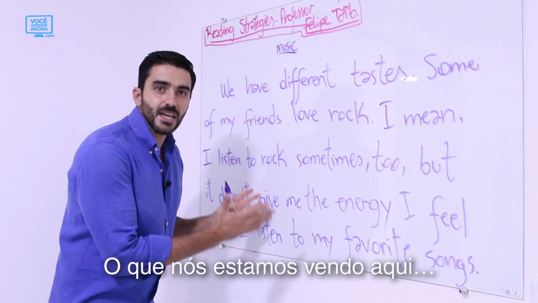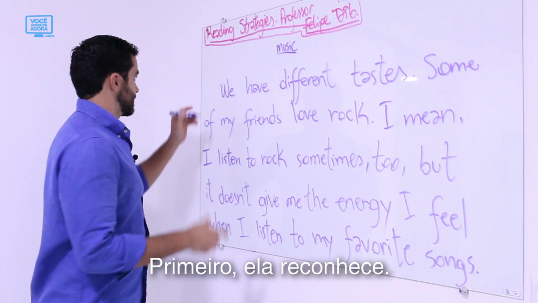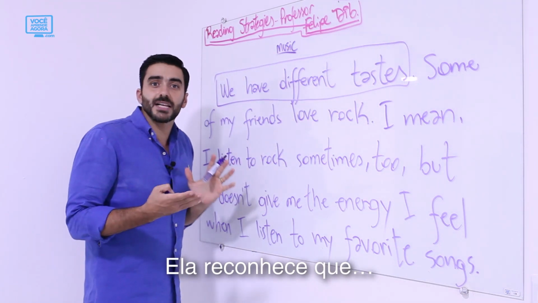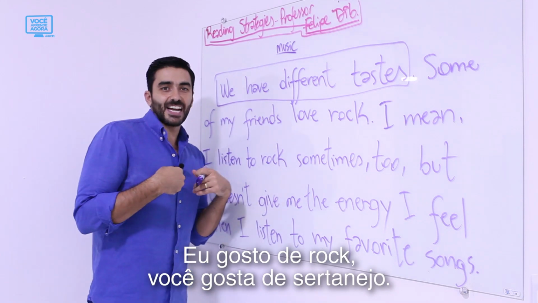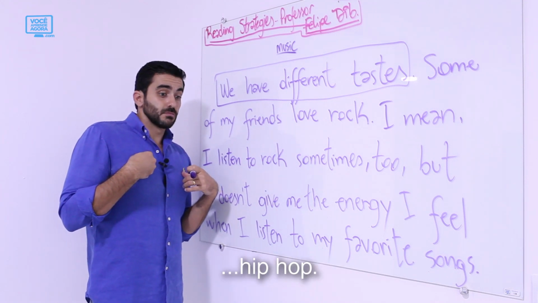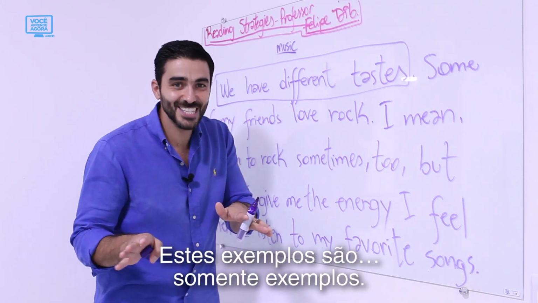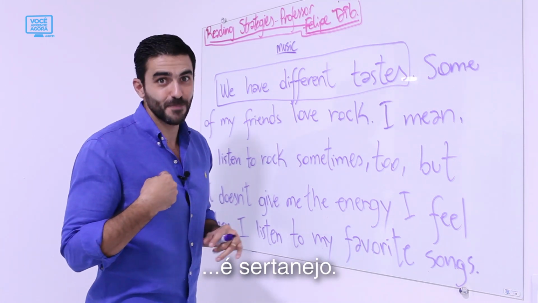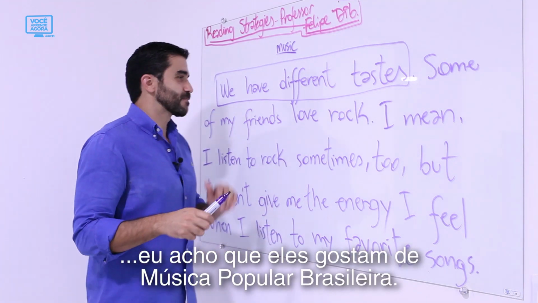What are we seeing here in this conclusion? That first, she recognizes we have different tastes. I like pop. No, she loves pop. I like rock. You like country. My father prefers hip hop. My mom likes rap. These examples are just examples. Actually, my favorite music style is country. And mom and dad, I think they like Brazilian popular music.